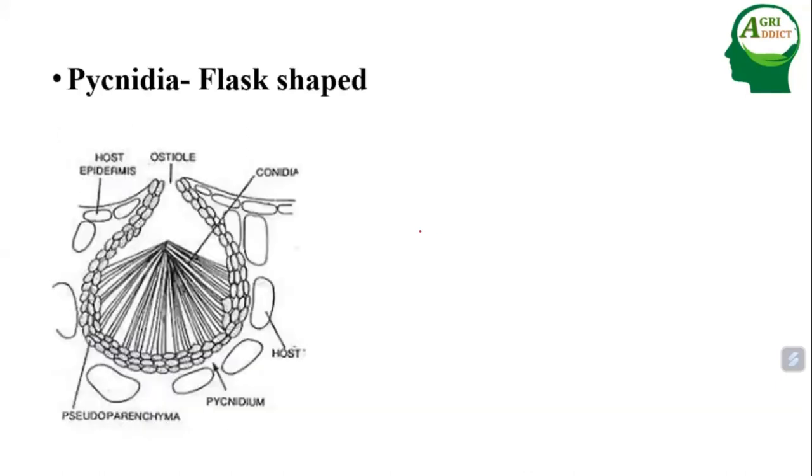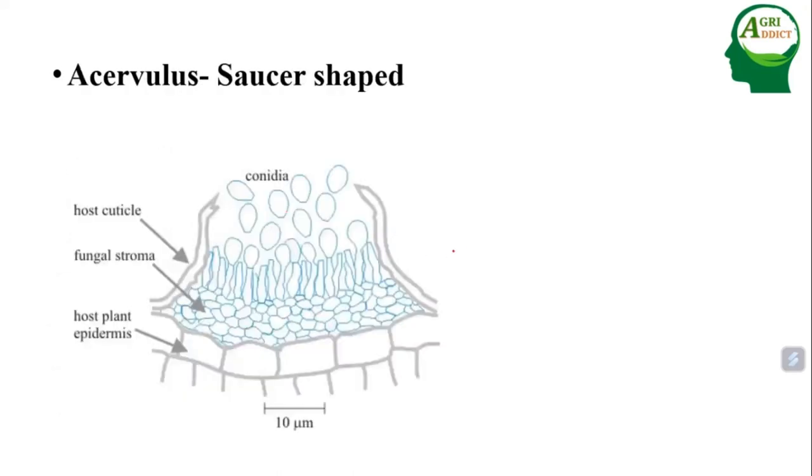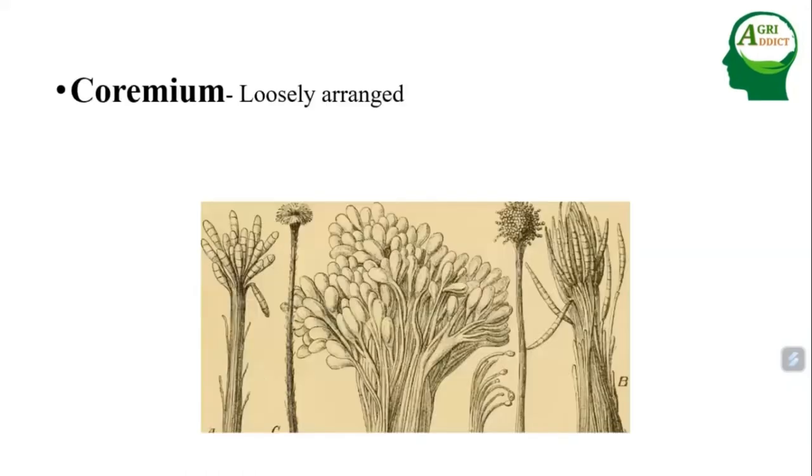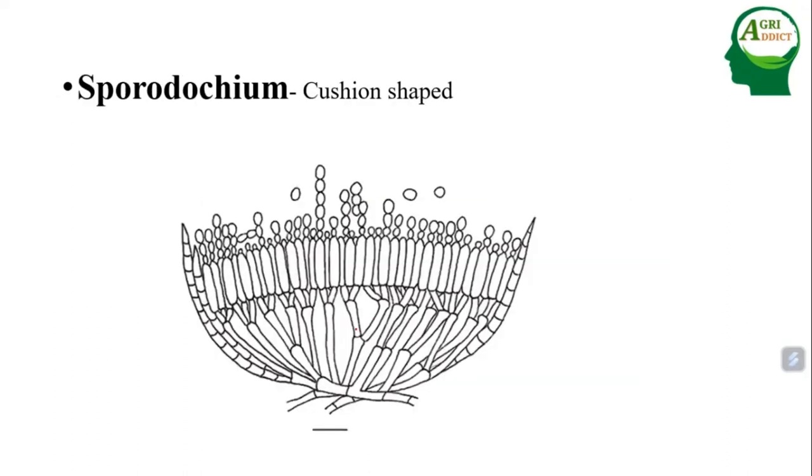It will produce the flask-shaped fruiting body called pycnidia, within which you can find the conidia. If it is saucer-shaped, then it is acervulus, so that within the host epidermis, you find the fungal stroma here, and these are the conidiophore on which you can find the conidia. And next fruiting body is fused conidia. It is synnema. If it is loosely arranged, it is coremium. If it is a cushion shape and you can observe the conidiophore and conidia, then it is sporodochium.